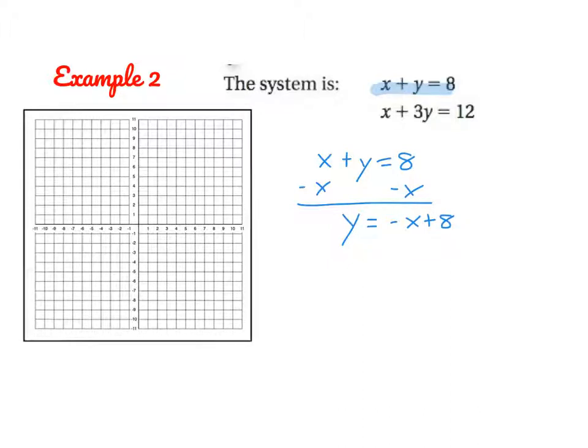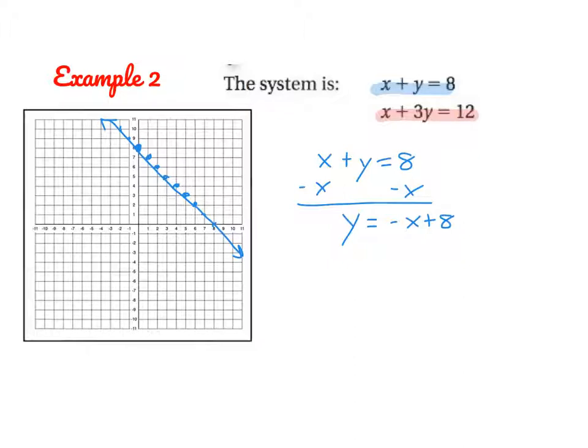So this line has a y-intercept at 0, 8, and it has a slope of -1. So I go down 1, right 1, down 1, right 1, and I can continue that pattern also going to the left, and then I can connect my dots. And then my second equation, we also need to rewrite that.